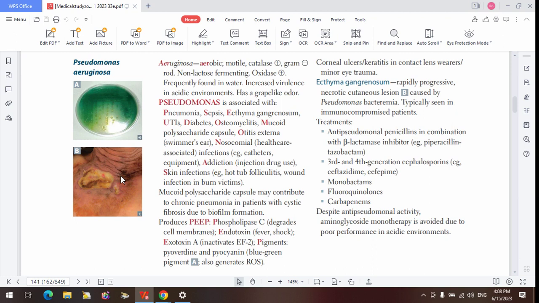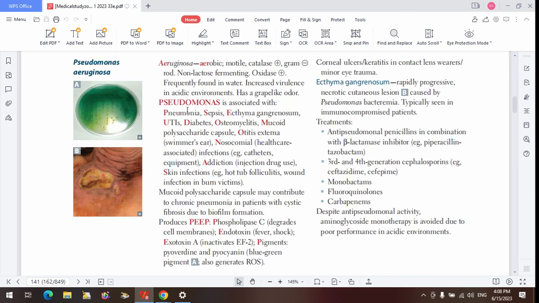It's characteristic of Pseudomonas, and it typically occurs following bacteremia. So once Pseudomonas has caused sepsis, there's bacteremia, it can lead to this ecthyma gangrenosum in any part of the body. And it typically occurs in people that are immunosuppressed or immunocompromised.